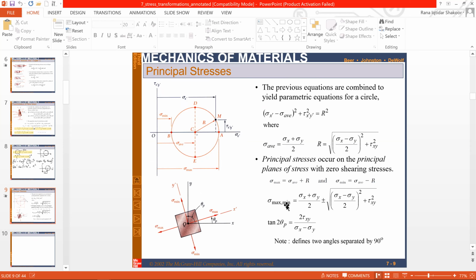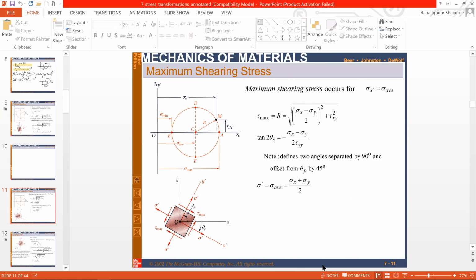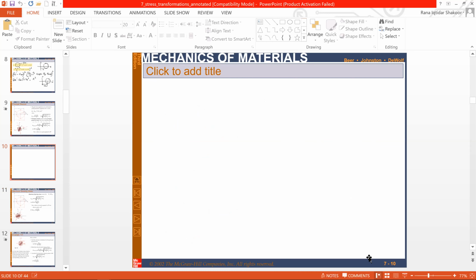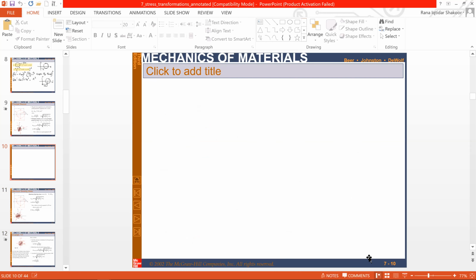So to calculate sigma max and sigma minimum, you need to calculate this equation, right? And tan 2 theta p to calculate the angle at which these will happen. So that will be tan 2 theta p equals 2 tau xy over sigma x minus sigma y. And then you can go accordingly for the rest of the stuff, right? So these sigmas are called the principal stresses, right?